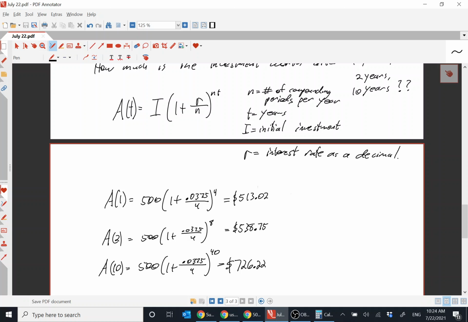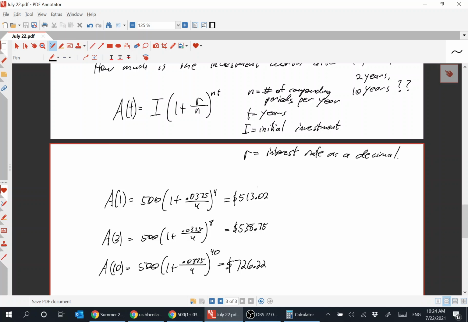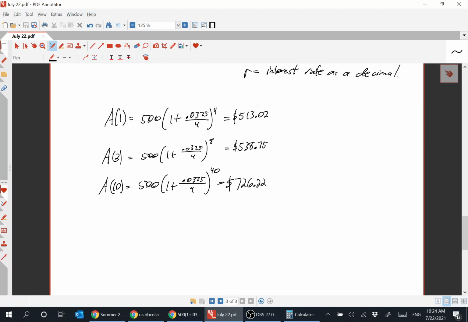All right, and one of the more interesting sorts of questions that one can ask is the following: how long does it take for the $500 to grow to 700? Right, so here is where we do some solutions to some equations that we need to solve, and that include exponential expressions.